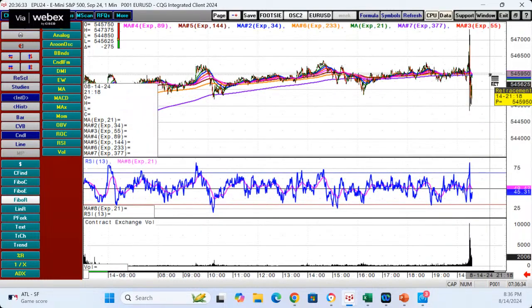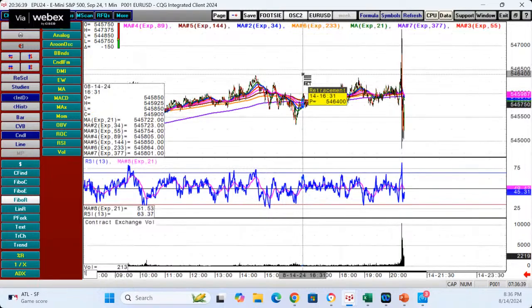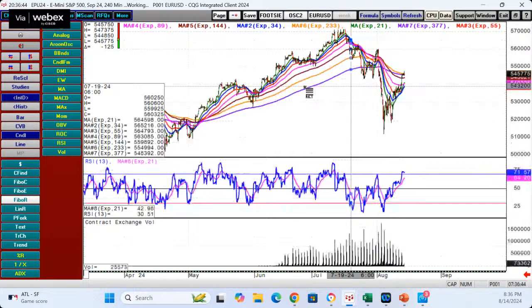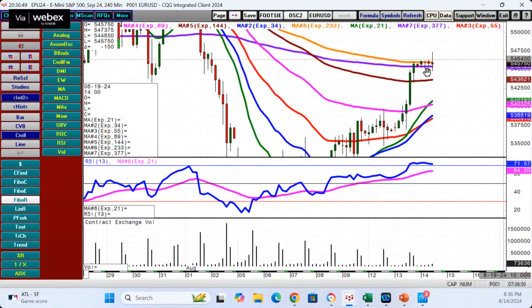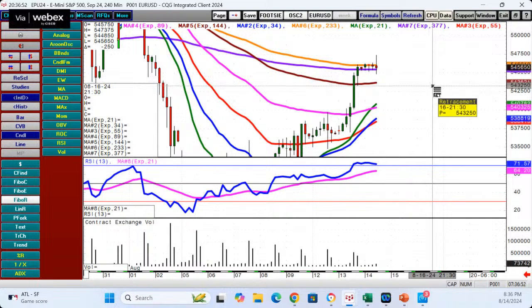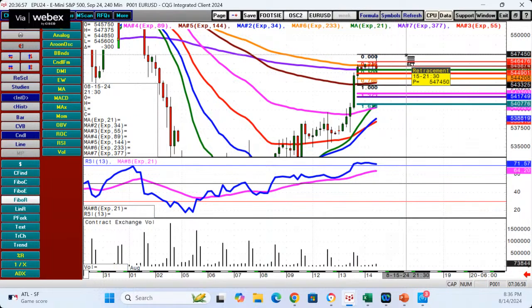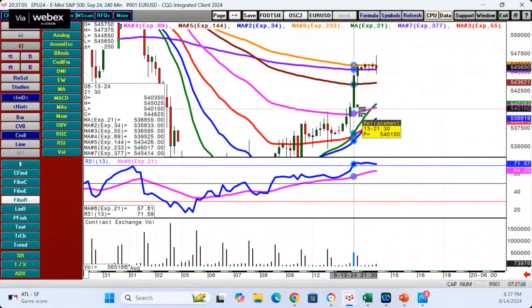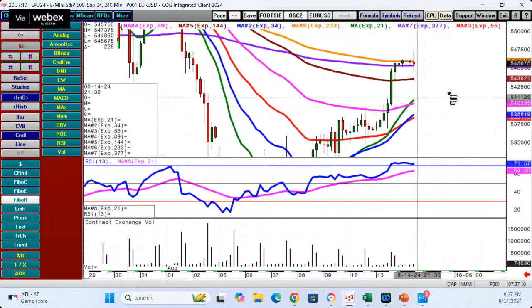If you are trading this, I will be going for a sell, and my stop would be above this high. The boundary, this level, is important: 54.32. If this level breaks, then we are expecting a correction down towards 54.15 or even 54.00.